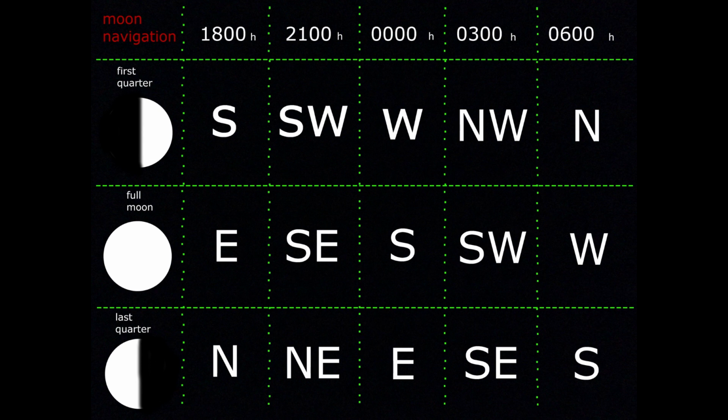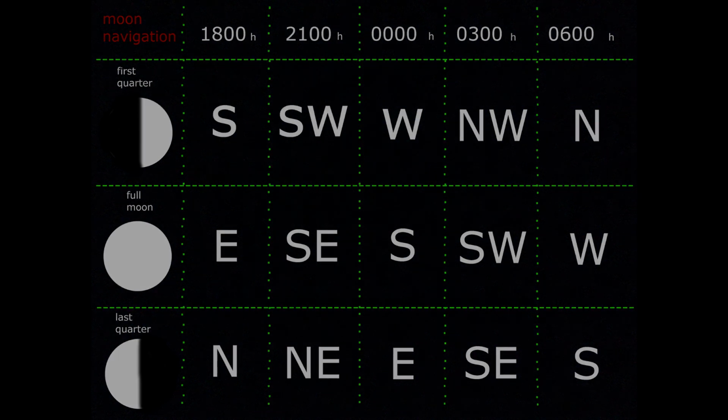A couple of points to note: the moon moves across the sky from left to right, and it moves 45 degrees every 3 hours, as you can see on the chart. This method of navigation by the moon is very accurate if you've got an exact first quarter, full moon, or last quarter in the sky. But what if you've got a crescent moon?